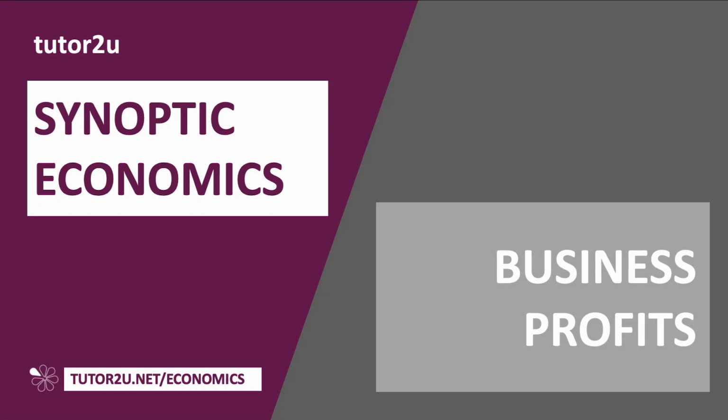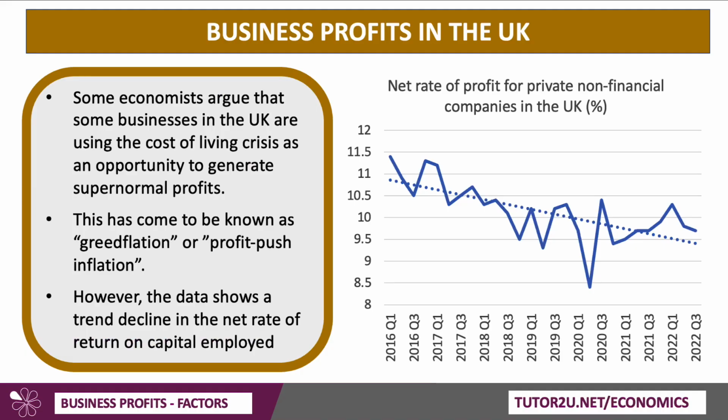Okay, in this Synoptic economics video, we're going to take a few minutes looking at some of the micro and macroeconomic factors that influence business profits. The background for this is quite interesting. Some businesses have been accused in recent times of using the current cost of living crisis as an opportunity to generate extra supernormal profits. And this has come to be known as greedflation or profit push inflation.